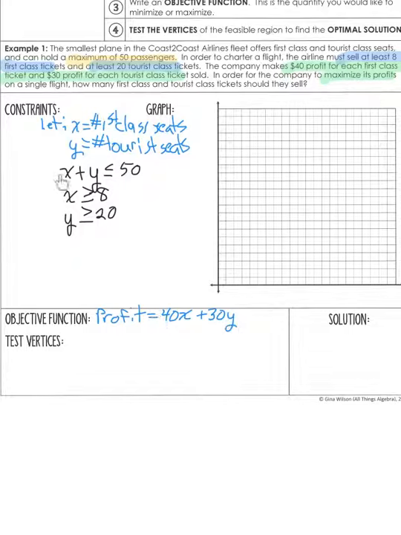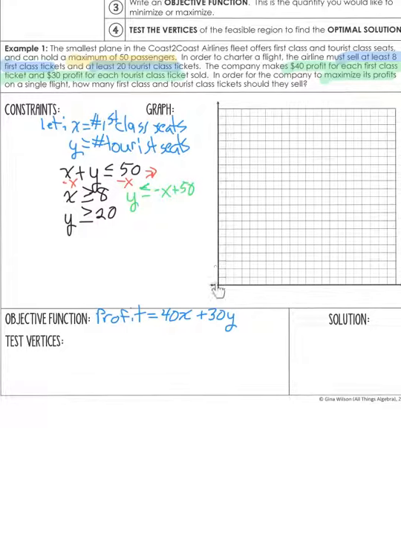Let's graph these. So right now, this is not in any kind of form to graph. I have to have it in slope-intercept form, so I have to solve for y. So to solve for y, I'm going to subtract x and subtract x. So that gives me the following equation. I'll write it in green. So I get y is less than or equal to negative x plus 50. So I have to graph this, this, and this.